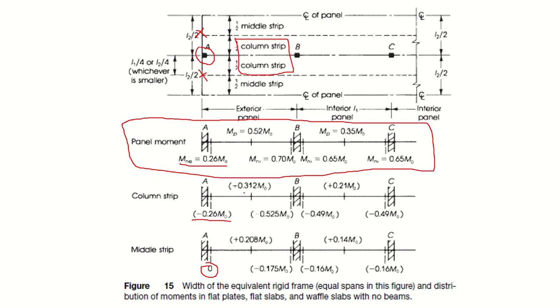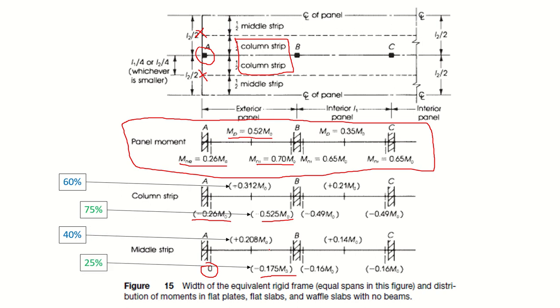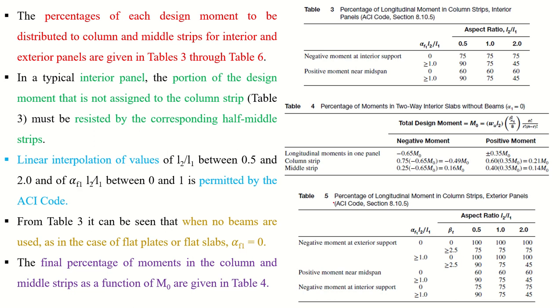let me show you the positive moment at the middle. Its 60% will go to the column strip and its 40% will go to the middle strip. And similarly the negative moment at the first internal support, 75% will go to the column strip and 25% will go to the middle strip, right? And the same will continue with the internal panels as well.